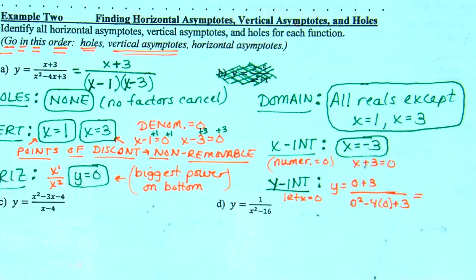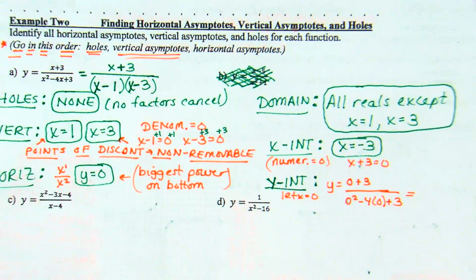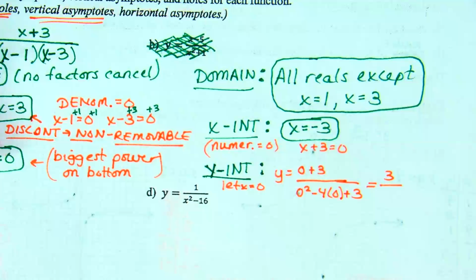0 plus 3 is 3. 0 squared minus 4 times 0 plus 3 is 3. What is 3 over 3? 1. So my y-intercept is 1, or in other words, y equals 1.